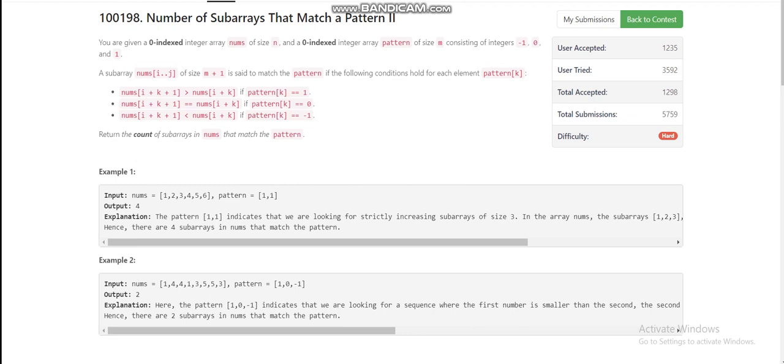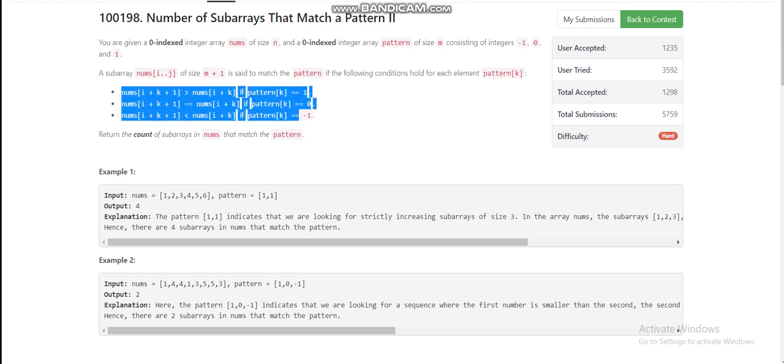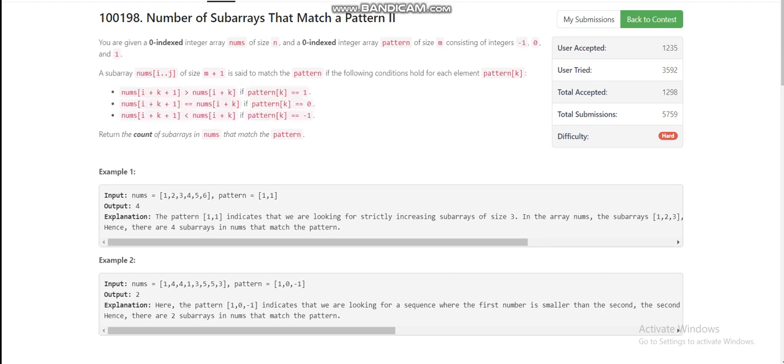So what is the problem? We are given some array nums, and we are also given some pattern. The pattern consists only of -1, 0 and 1. A subarray of length m plus 1 of nums matches the pattern if the following three conditions are satisfied. If nums[i + k + 1] is greater than nums[i + k], then pattern[k] should be 1. If they are equal, then pattern[k] should be 0, and if the next number is less than the current number, then pattern[k] should be -1.